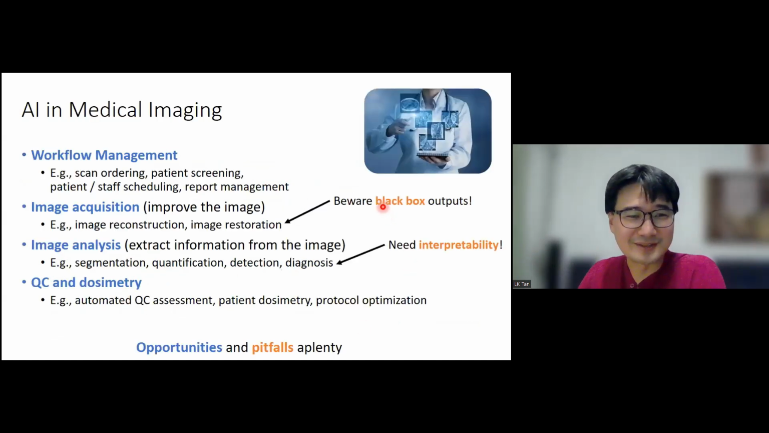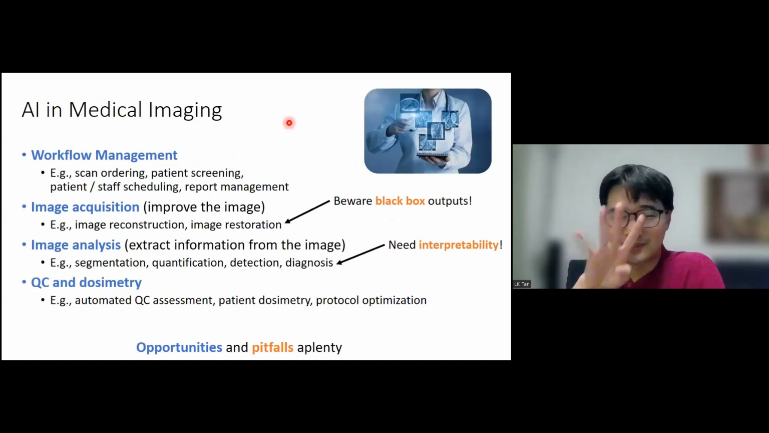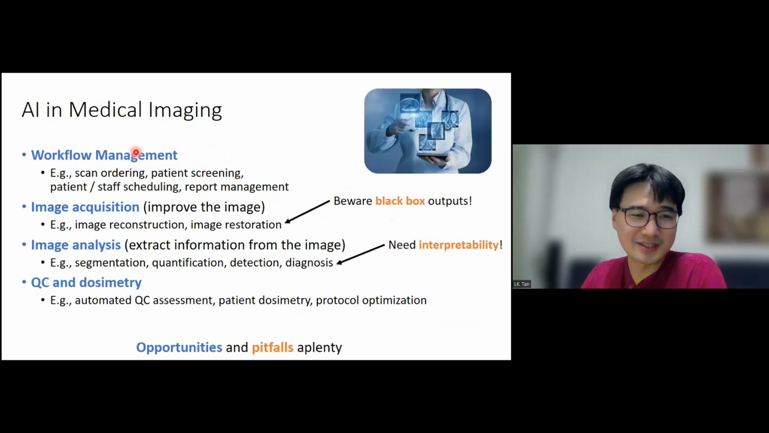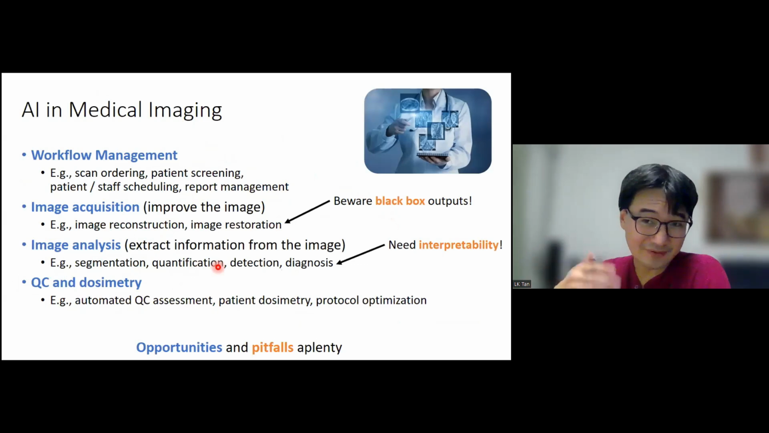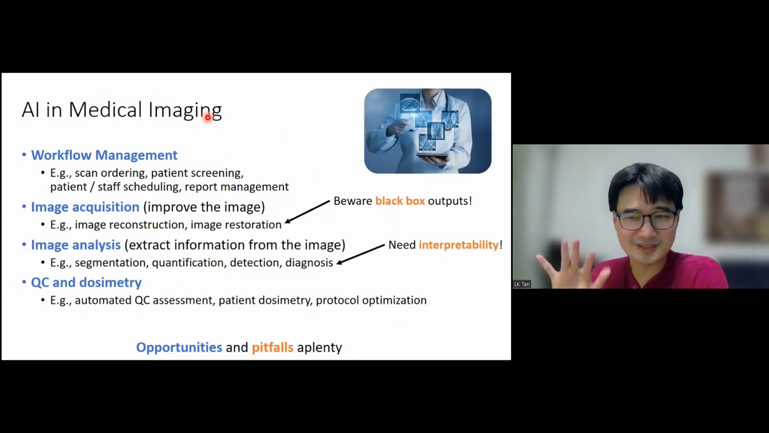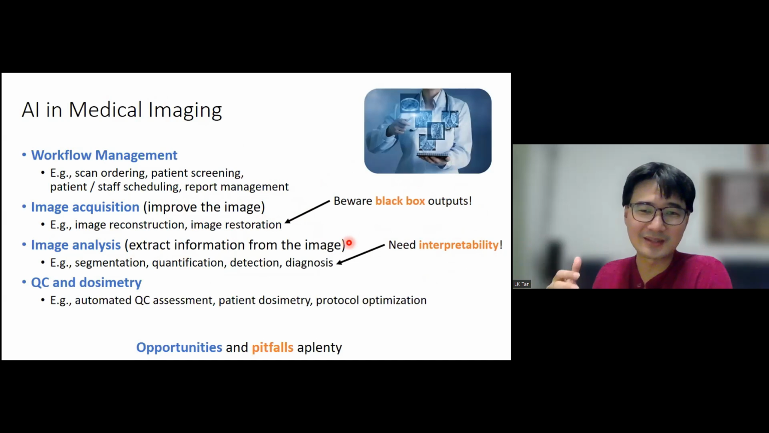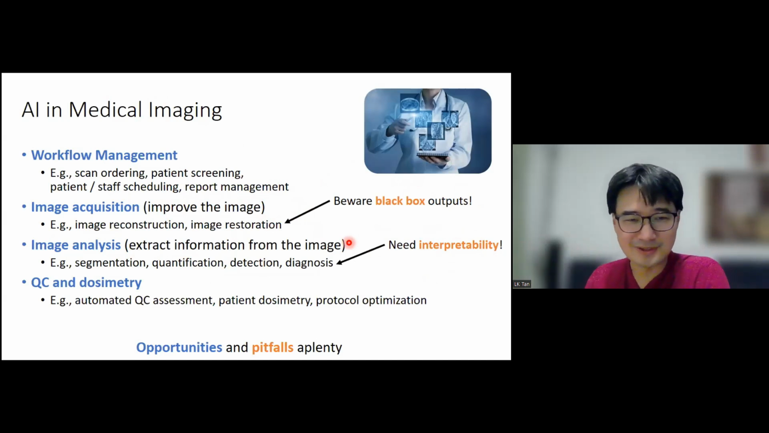So here's a quick summary of today's one. AI medical imaging. Basically, 4 methods inside we can look at: workflow management, image acquisition, image analysis, QC, and dosimetry. Hopefully, the message here is that modern AI is flexible, and it is possible to integrate it in many, many different aspects in medical imaging, not just in the imaging itself. Now, having said that, obviously, a lot of the interest is on the image itself. And so some key take-home messages: beware of the black box output of the AI. And there's a lot of emphasis on how we can make the AI more interpretable. Right? Opportunity and pitfalls are plenty.